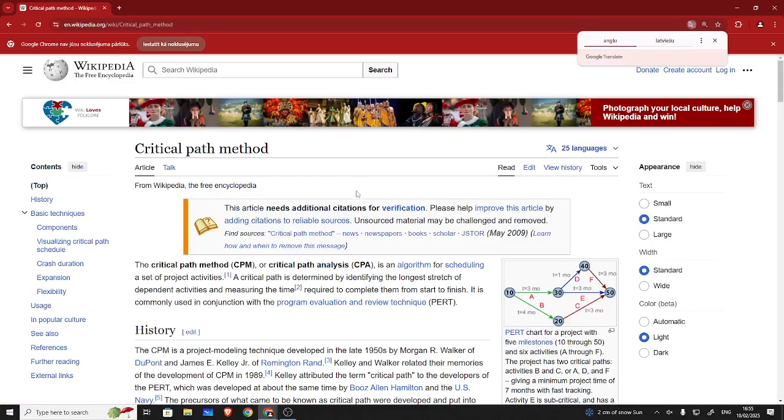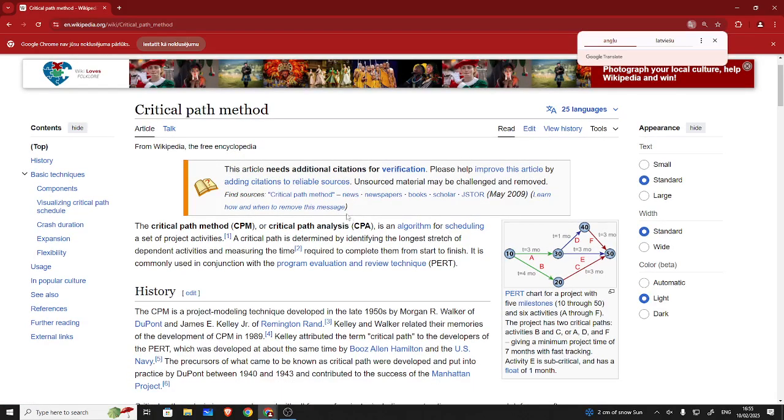Basically, critical path, not CPA, right? Certified Public Accountant, no, it's critical path analysis. It's an algorithm. How do you schedule things? You have 5 milestones, and there are 2 critical paths. B and C, that's one path. And A and D and F. So activity E, why is that subcritical? Ah, okay, I got you.